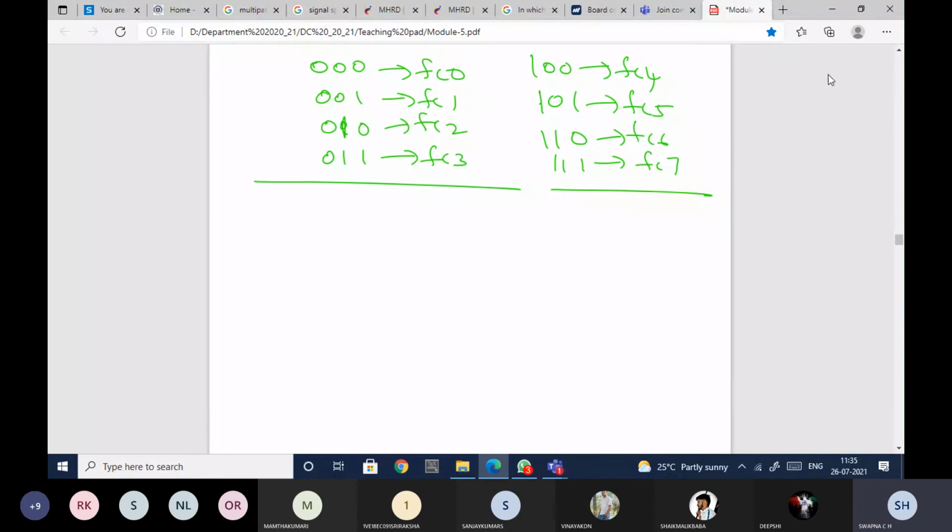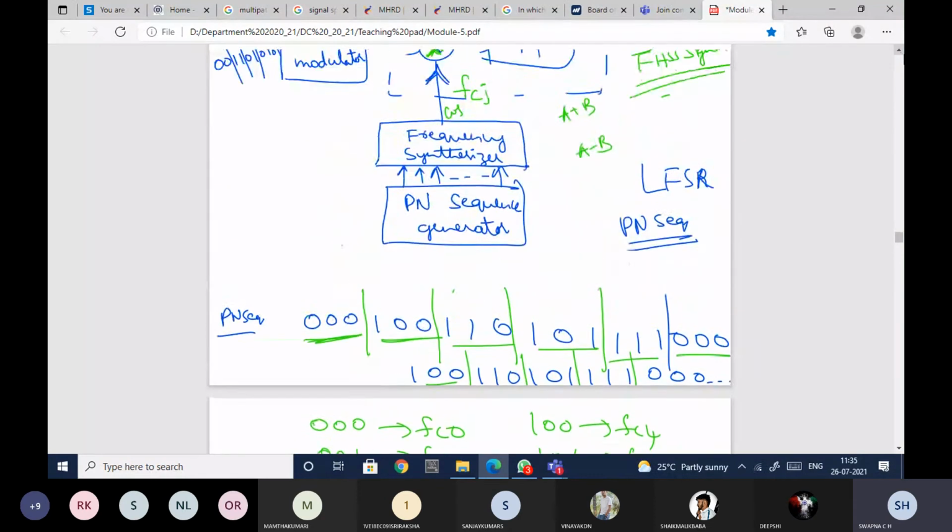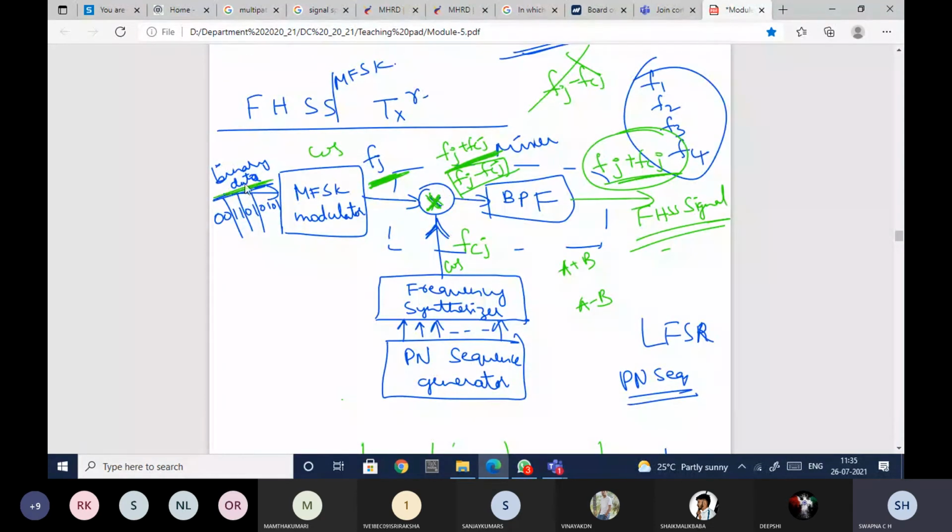Now I'll go with the receiver. Let me just brief you once again on what the transmitter is doing. First, I have the binary data. If M is equal to 4 specifically, the incoming data should be divided into 2 bits, and that is given to the MFSK modulator. Each 2 bits will be assigned with some frequency, and that will be the output of this modulator. Let me name that frequency as Fj. And here I need to use the spread spectrum techniques as well.